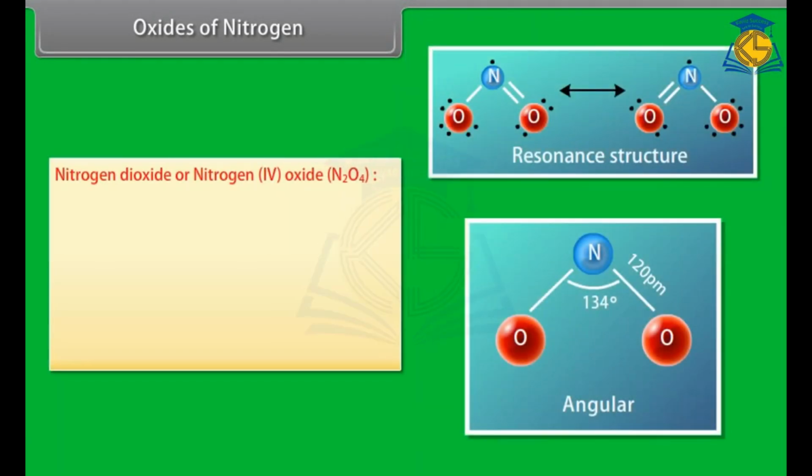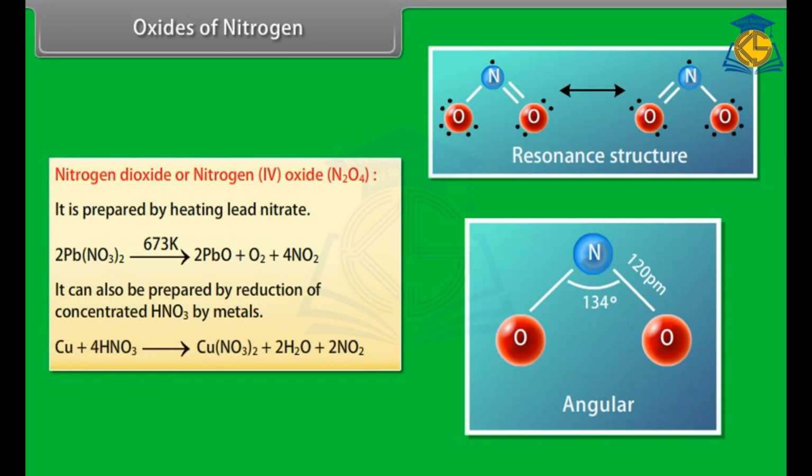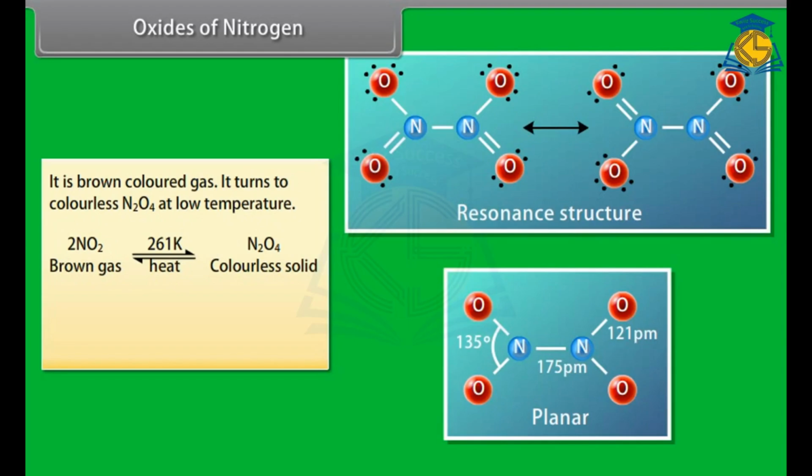Nitrogen dioxide or nitrogen 4 oxide. It is prepared by heating lead nitrate. It can also be prepared by reduction of concentrated HNO3 by metals. It is a brown-colored gas. It turns to colorless N2O4 at low temperature. It is acidic in nature.